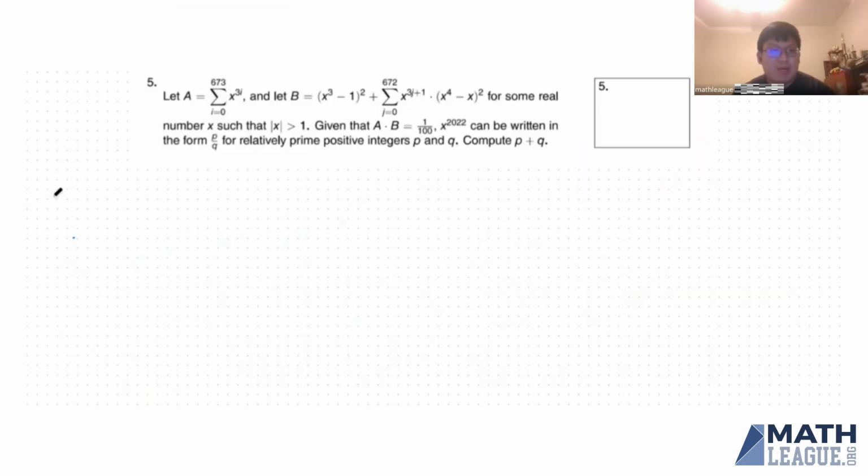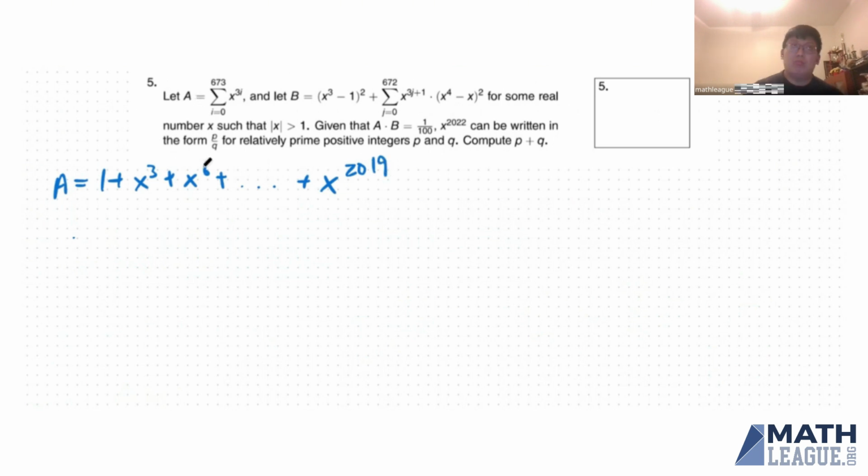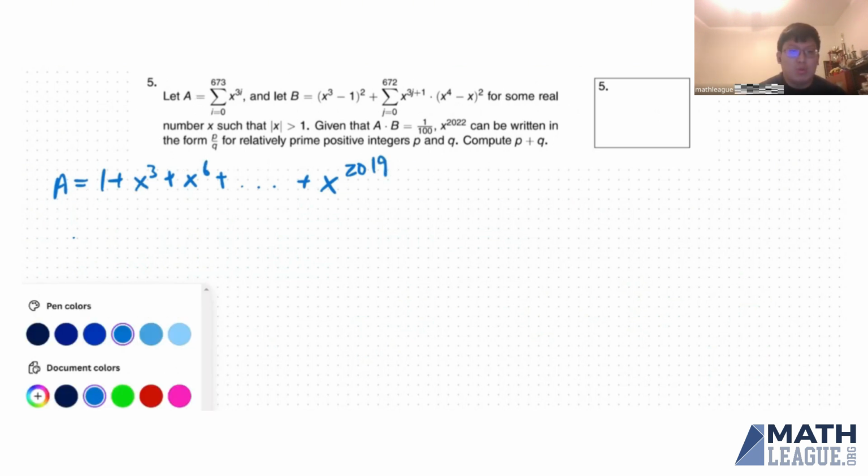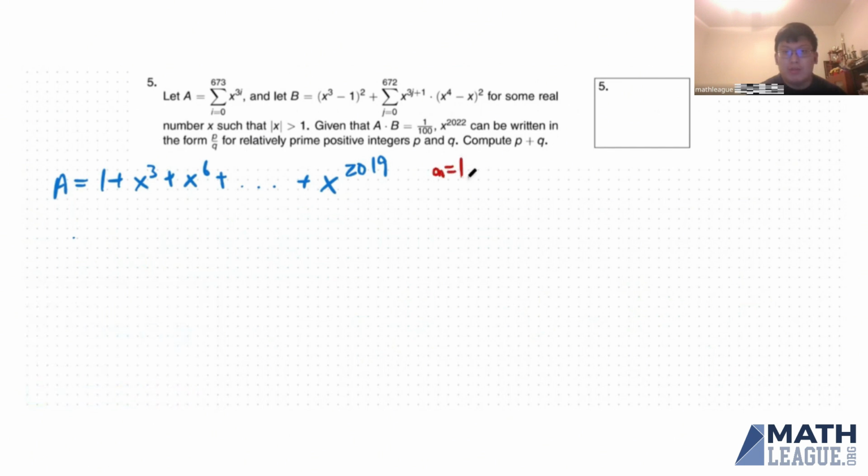Now note that if we expand A here, we have this messy summation. So let's see if we can do something nicer with this. x to the 3 times 0 is 1, and then x to the 3 times 1 is x cubed. If we keep evaluating terms, we can see that this is just a finite geometric sequence with first term 1, common ratio x cubed, and the number of terms is 674 because we are summing from 0 to 673. So that's 674 positive integers.